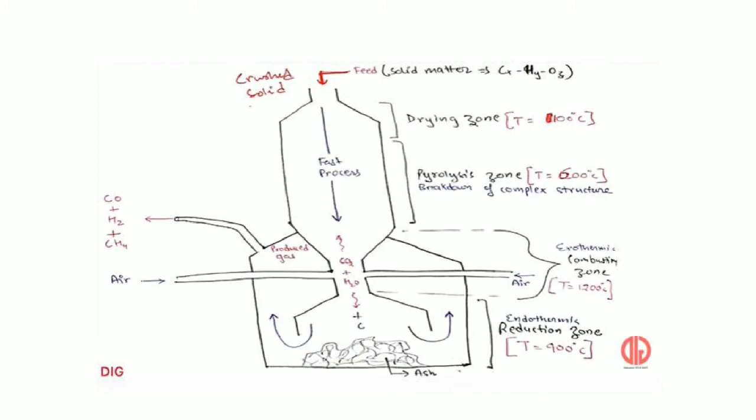Crushed solid feed, solid water, drying zone, pyrolysis zone, breakdown of complex structure where the temperature is almost 600 degrees Celsius. In the drying zone, the temperature is 100 degrees Celsius. In the exothermal combustion zone, the air is coming through it, and here the temperature is almost 1200 degrees Celsius. That's a huge amount of temperature. It's so hot actually. And in the endothermic reduction zone, the temperature is 400 degrees Celsius eventually. So there's the figure of this whole process.